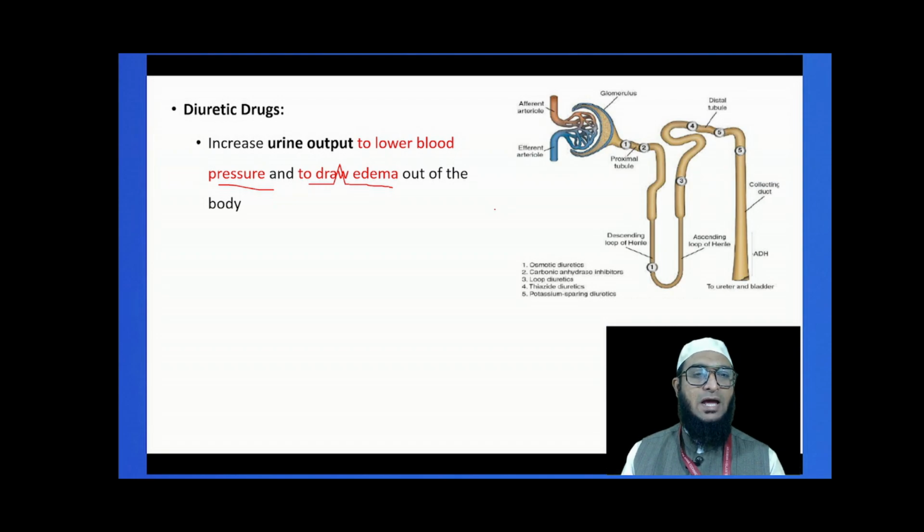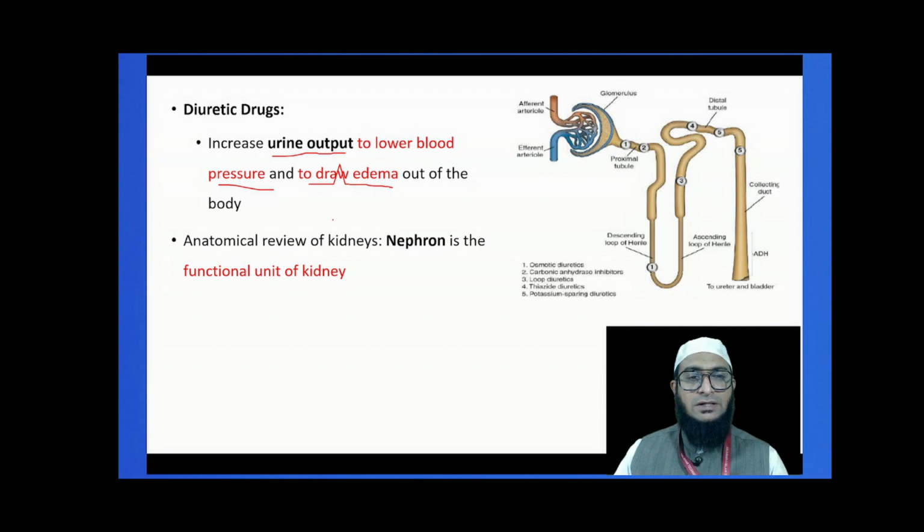At the same time, in some clinical conditions like congestive heart failure, where the heart is not working properly, there is retention of water in our body, and the retention of water may lead to edema. So if you want to reduce that edema, we can also use diuretic drugs so that there will be an increase in urinary output, and due to that we can reduce the water content retained in our body. First, let's see an anatomical review of the kidney before understanding the diuretic drugs.